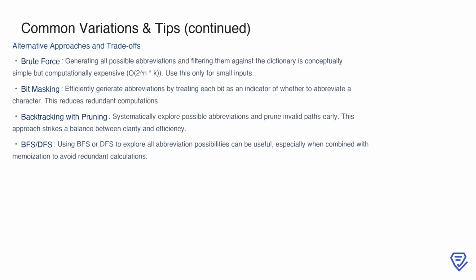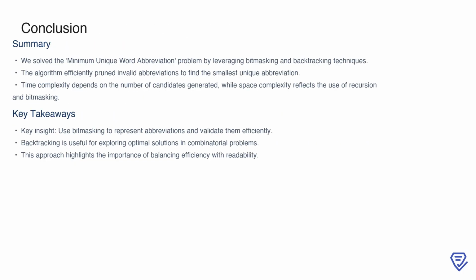Backtracking with pruning is another powerful approach. It allows you to systematically explore potential abbreviations while terminating invalid paths early, striking a balance between clarity and performance. BFS and DFS can also be employed to explore all abbreviation possibilities, and when combined with memoization, they help avoid redundant calculations. Each of these methods has its strengths, and understanding when to use them is key to tackling this problem effectively. Great work! We've successfully tackled LeetCode problem number 411, using concepts like bit masking and backtracking to solve the challenge. Remember, this problem is a great example of how to combine creativity and efficiency in algorithm design.